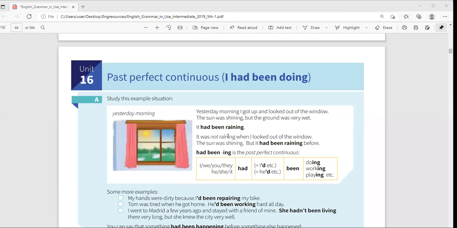The past perfect continuous. You see, let me show you something by illustration. In the past perfect, the one we did last week, we are here now. This is where we are.